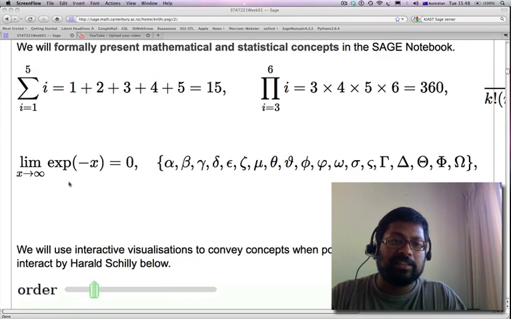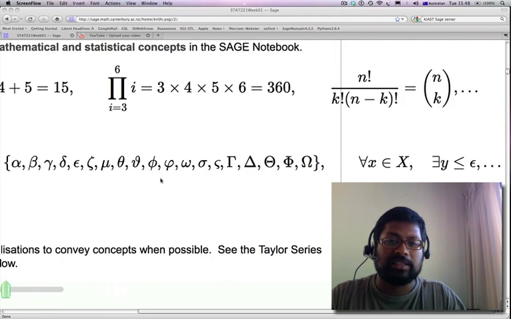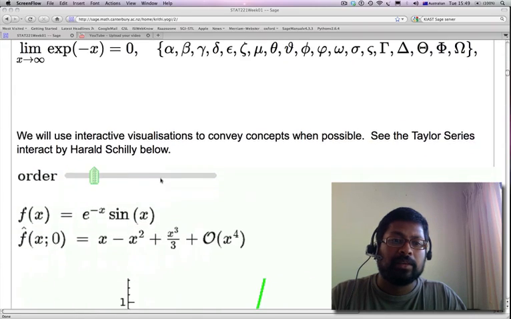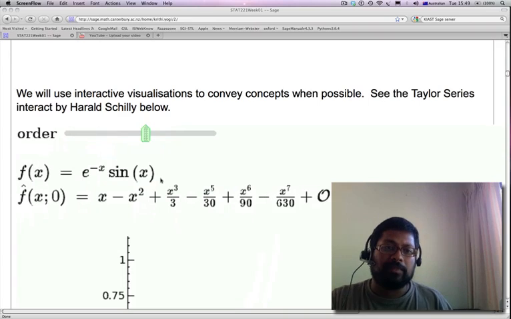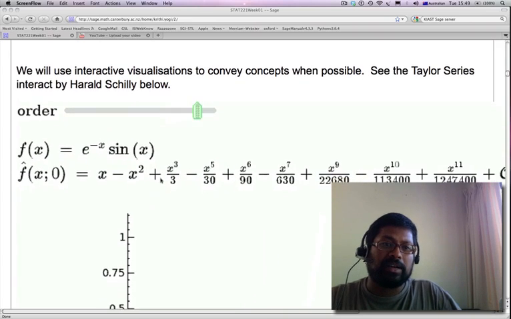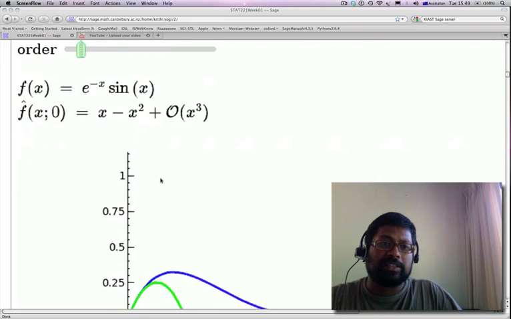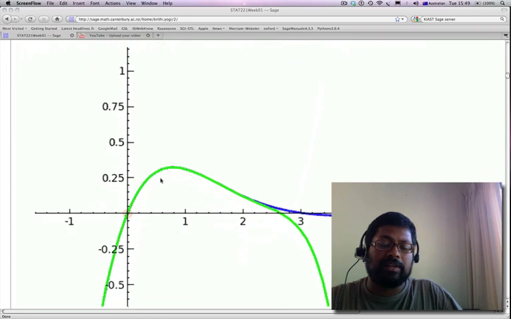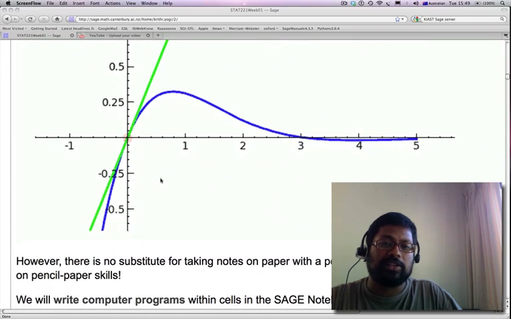We will see limits, and we will also see various symbols and mathematical expressions. Here is a nice interactive visualization written by Harald Schilly. This is e to the minus x sine of x in blue, and its higher and higher order Taylor approximations in green.